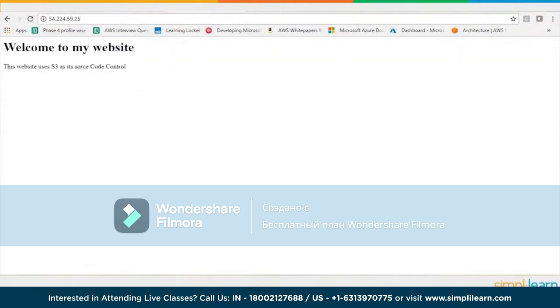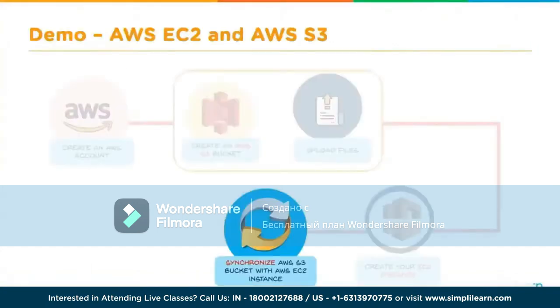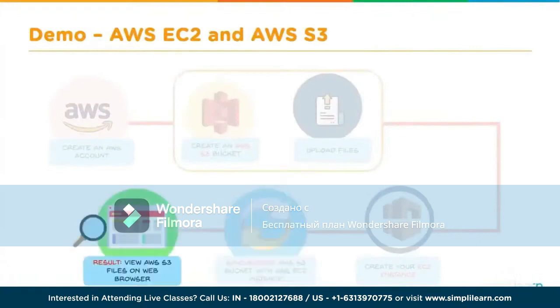So here I can use S3 as the source code control bucket, and any information that I put in there will get reflected in the EC2 instance once I do a sync every day. And that's how I use S3 as my storage for EC2. Finally, we were able to synchronize the S3 bucket and the EC2 instance, and we were also able to view the results in the web browser of the EC2 instance. The data was copied from S3 to the EC2 instance, and we were able to view it from the web browser.